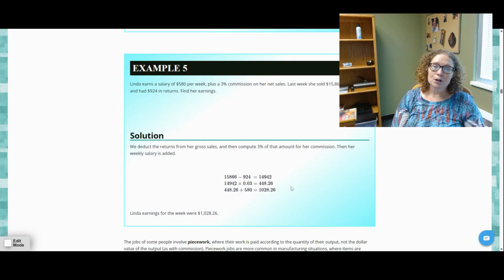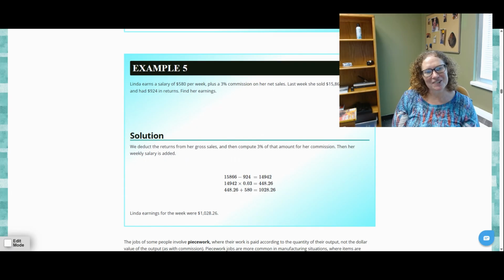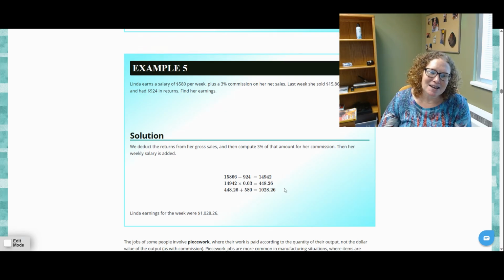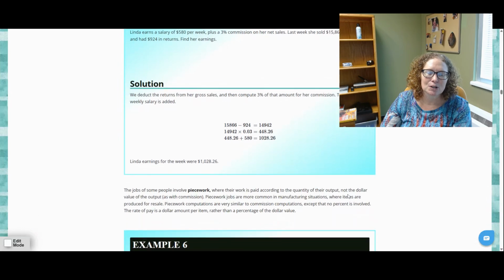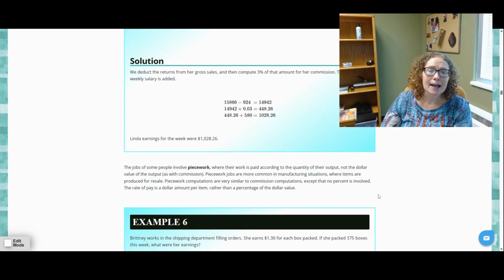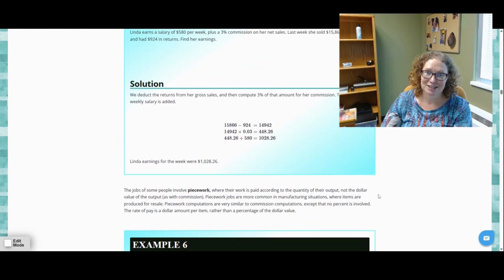We already know what her salary is, because this one, thank goodness, they did not ask us to figure out the weekly salary based on her wage. So it's already there. So your amount is $1,028.26 when you add those two figures together. So that is commission.